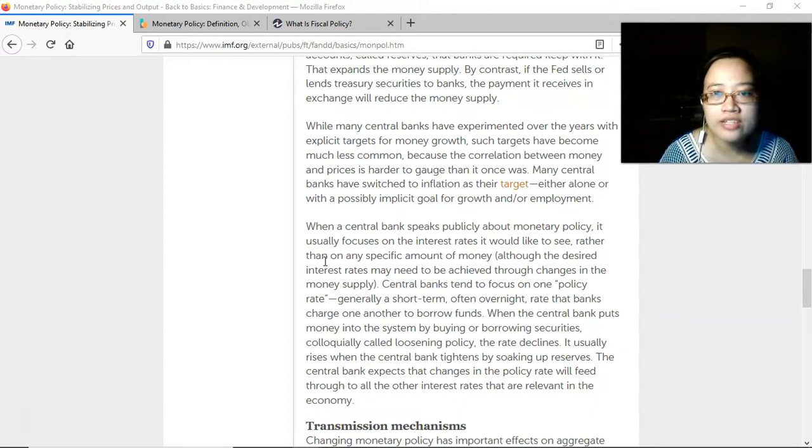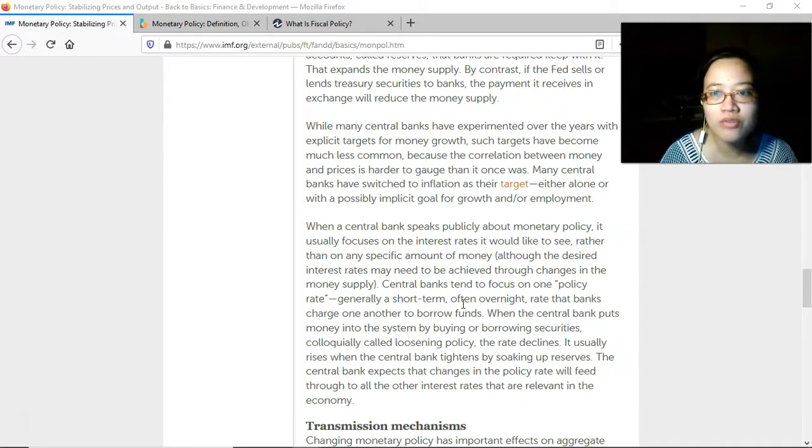When a central bank speaks publicly about monetary policy, although BSP does release monthly and quarterly reports on their website, it usually focuses on the interest rates it would like to see rather than on any specific amount of money. Although the desired interest rates may need to be achieved through changes in the money supply, normally it's changing the interest rates that would change the money supply.